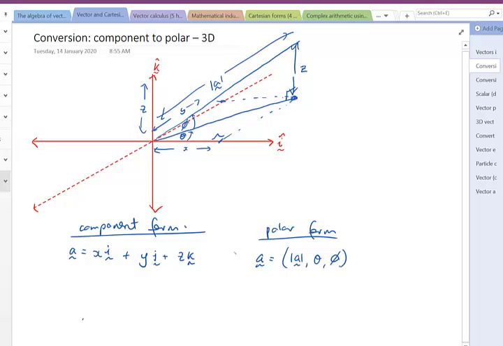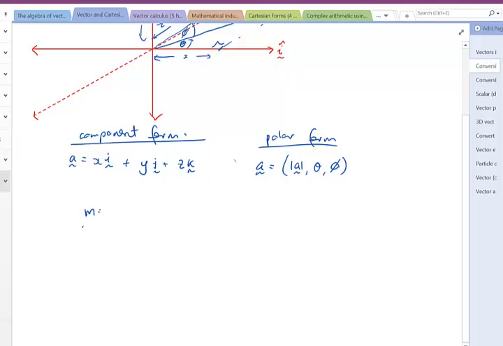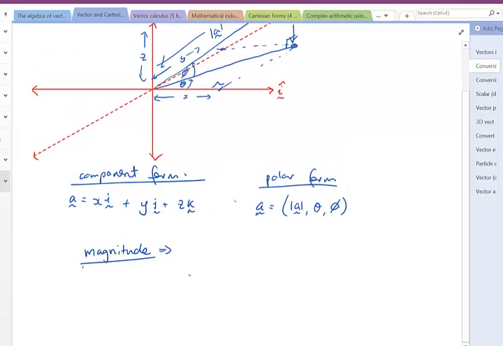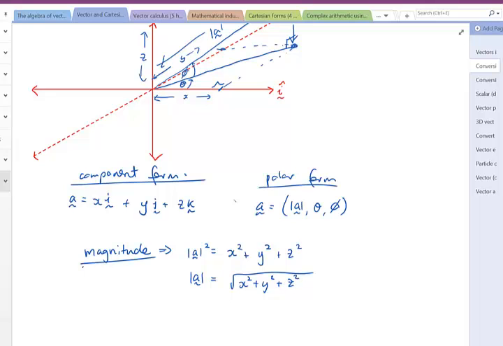Okay, so the conversion from component to polar is relatively straightforward. Obviously, we start off by calculating the magnitude, and the magnitude just utilizes 3-dimensional Pythagoras. So essentially, we're saying that the magnitude squared is equal to the x distance squared plus the y distance squared plus the z distance squared. So therefore our magnitude will be equal to the square root of the sum of the squares of all those component displacements. So that's it. That's how we calculate the magnitude.